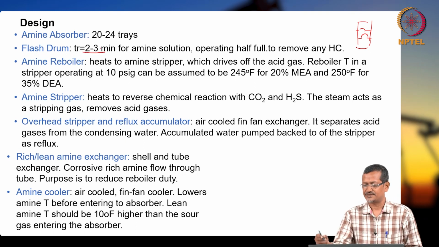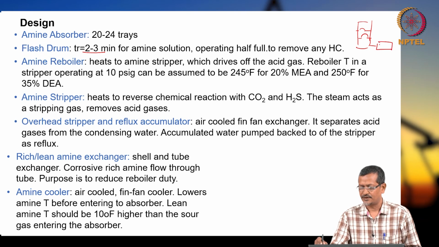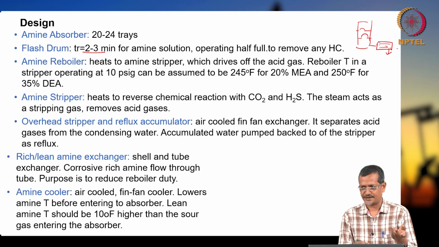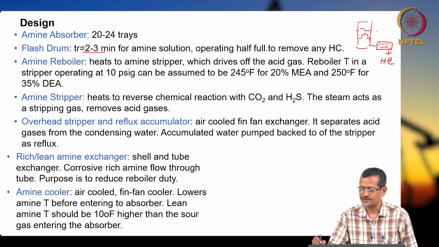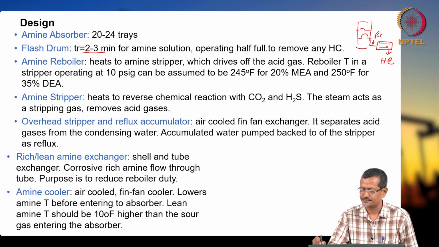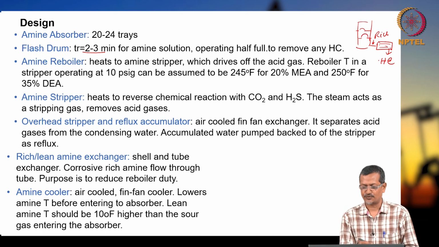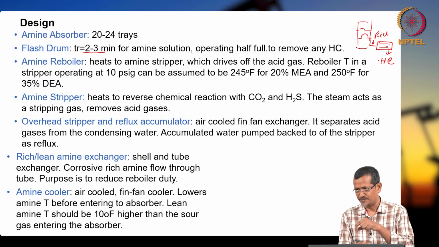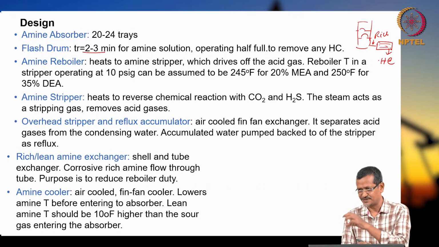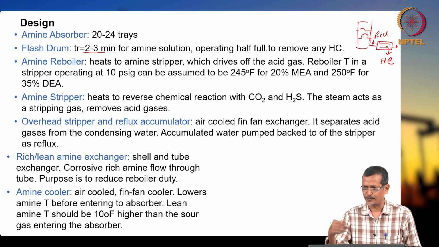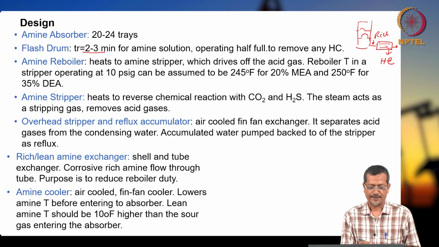Okay. So there will be a flash drum here. A 2-3 minute retention will be there if any hydrocarbon is in the gas, so the hydrocarbon will settle. HC. This is the rich mixture. So the rich mixture going out will go through the flash drum, where extra hydrocarbon will move out from the system, and the rest will go to the reboiler section. Okay. The amine reboiler section.